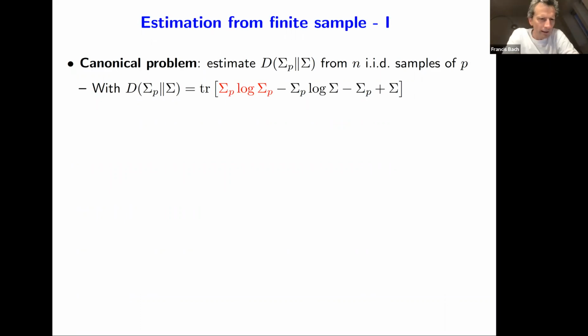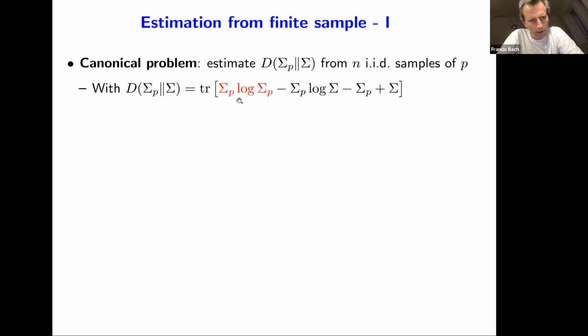There are several ways of accessing your distribution. I will present two ways, and mostly one, which is if you have some sample. So you have n i.i.d. observations, x1 to xn, and you want to compute the distance to the uniform distribution. I can compute this distance between sigma p and sigma, the uniform distribution. When you expand, you have various terms which are reasonably easy because they are linear in sigma, and there is this trace of sigma p log sigma p.